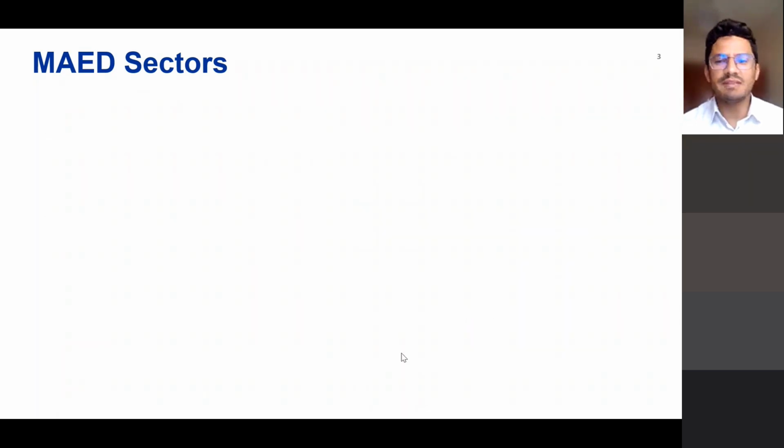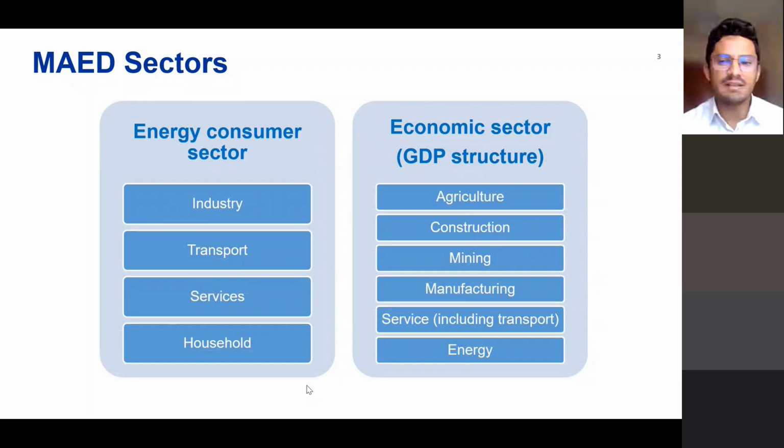Before that, it is important to have a good understanding of how different sectors and subsectors are defined in MAED. Here we can see on the left side the main energy consumer sectors in MAED. We have industry, transport, services, and household, and this is also the aggregated structure of the results that you will get. But we can also define other subsectors. We will see this.